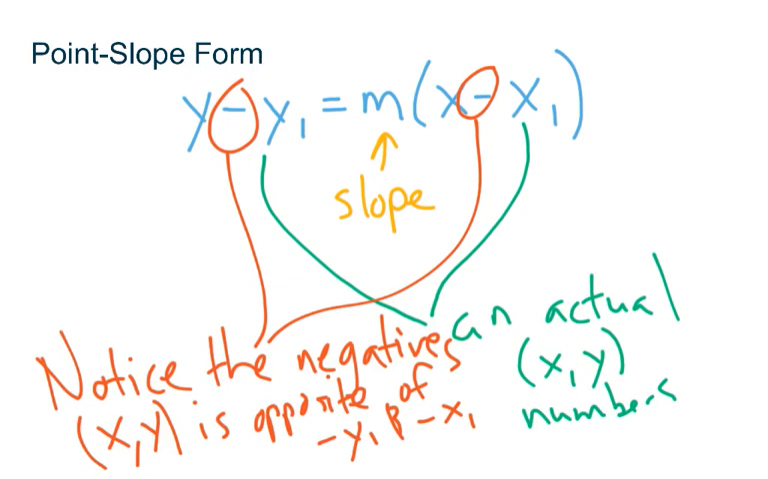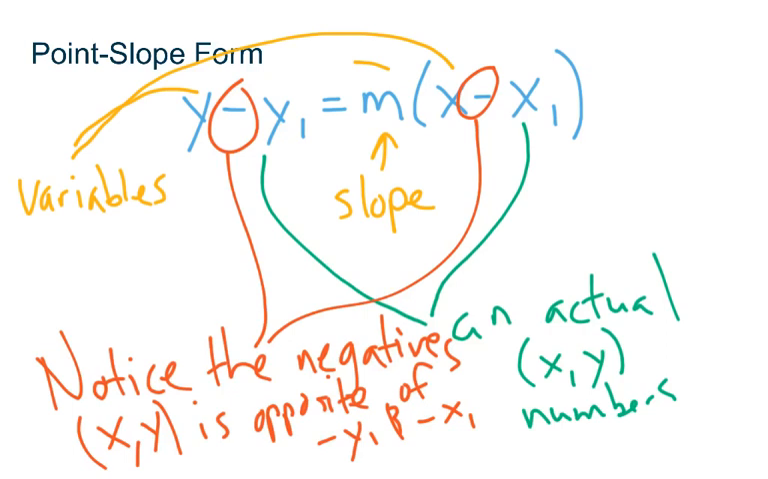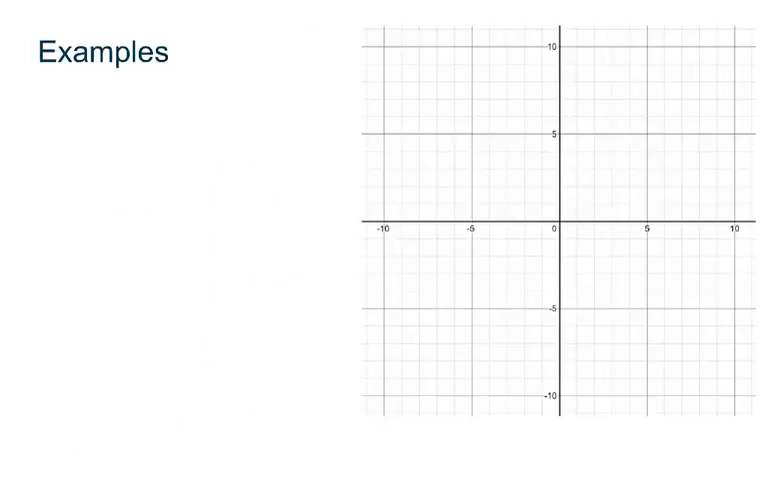And then finally, this x and this y are variables. Those are going to stay as x and y. And later when we talk about how to write these types of functions based off of a graph, those will stay variables as well. Okay, so now let's jump in and take a look at some examples. I think that's probably the best way to learn.